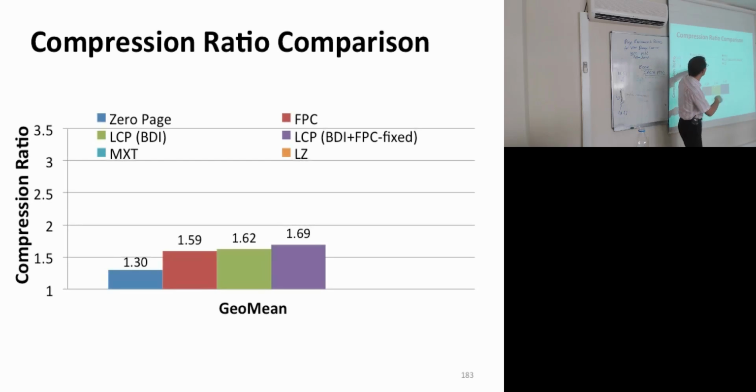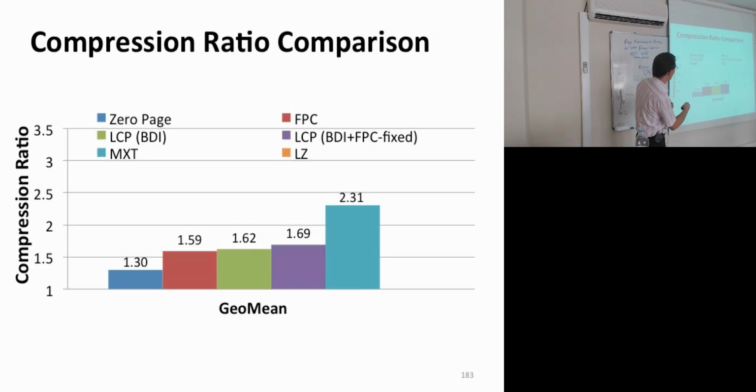You can actually employ different kinds of compression algorithms because different pages may be compressed with different algorithms. So if you do that, we can increase the compression ratio to 1.69. So we use here base delta immediate and frequent pattern compression, a different version of frequent pattern compression that makes it work better. This is IBM's MXT, which is much higher, 2.31, but its complexity is much higher also.